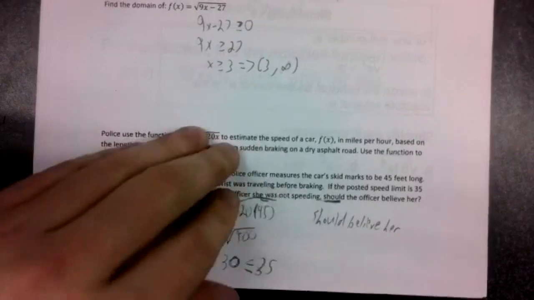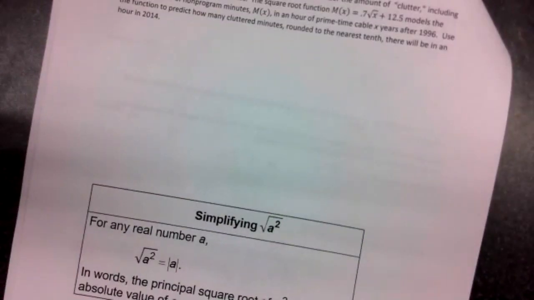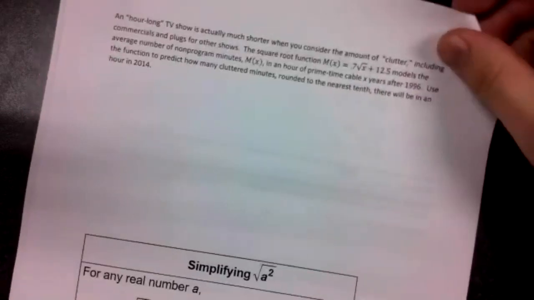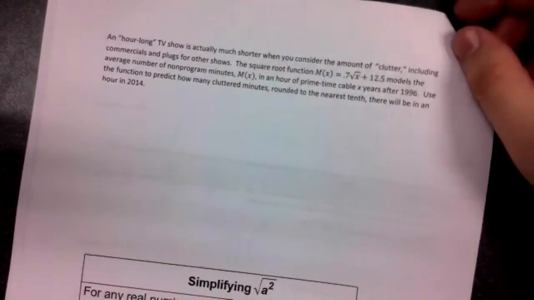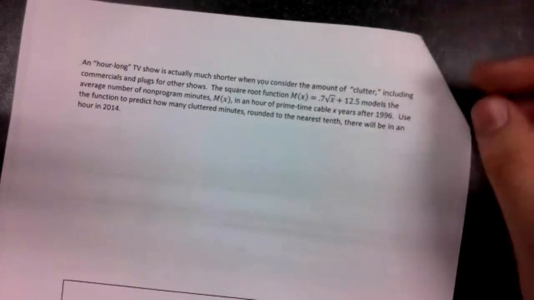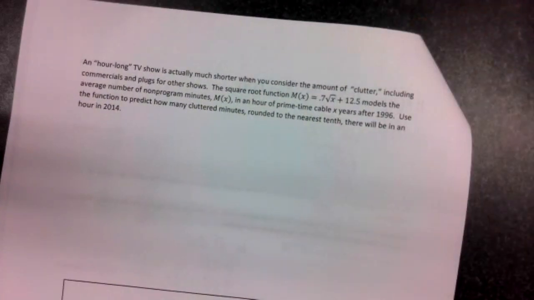Okay. Let's move on from square roots. Or maybe not. We'll do one more word problem here. This one says an hour-long TV show is actually much shorter when you consider the amount of clutter, including the commercials, plugs for other shows, stuff that's not the actual program, right?